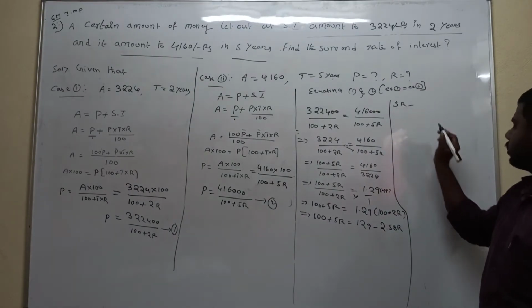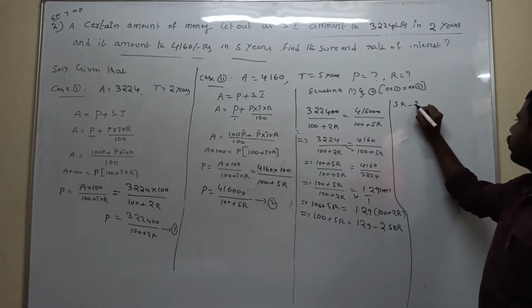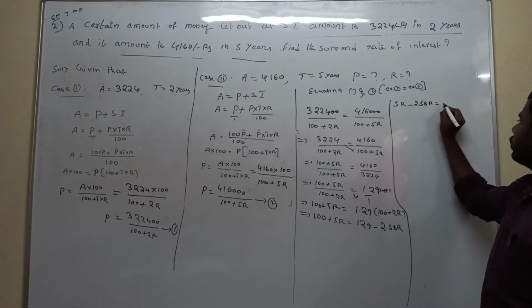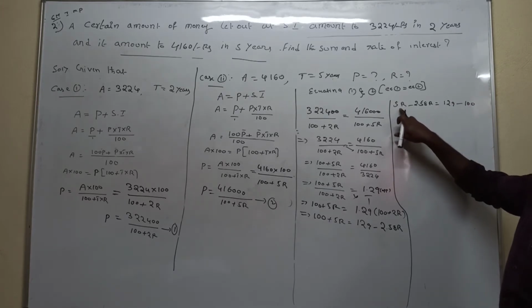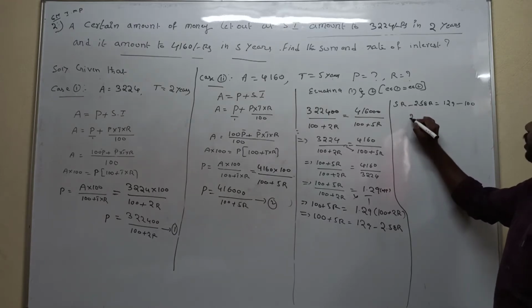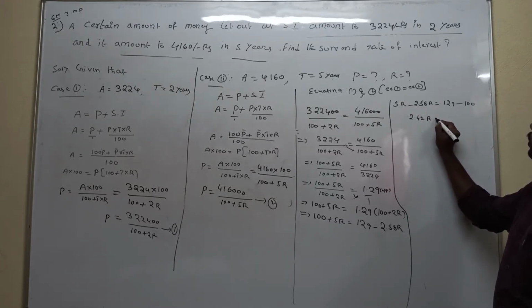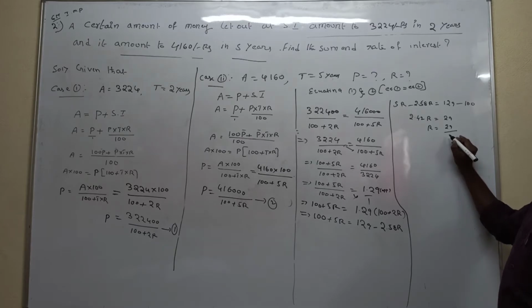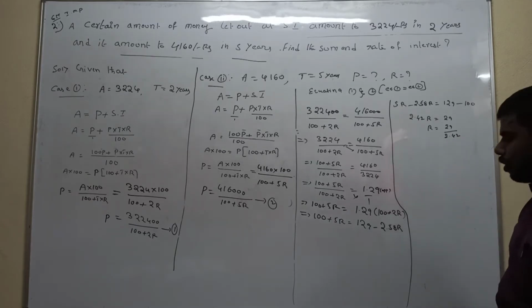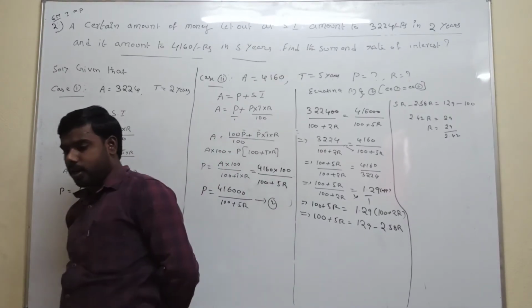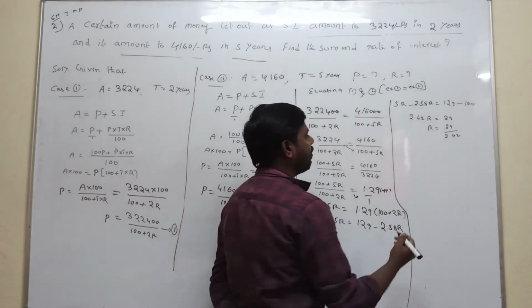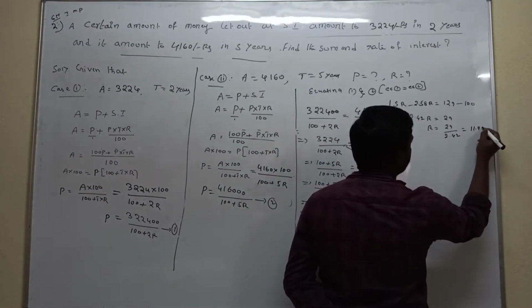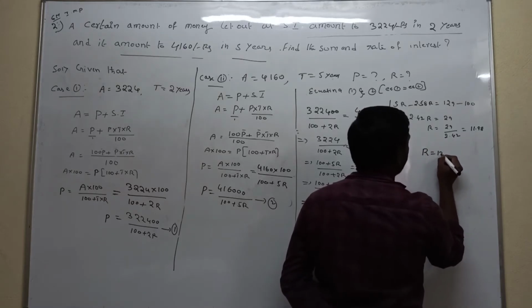5r minus 2.58r, take that to one side, is equal to 129 minus 100. Now 5r minus 2.58r is nothing but 2.42r is equal to 29. Capital R is equal to 29 divided by 2.42. The value is 11.98, which we are taking approximately as 12%.